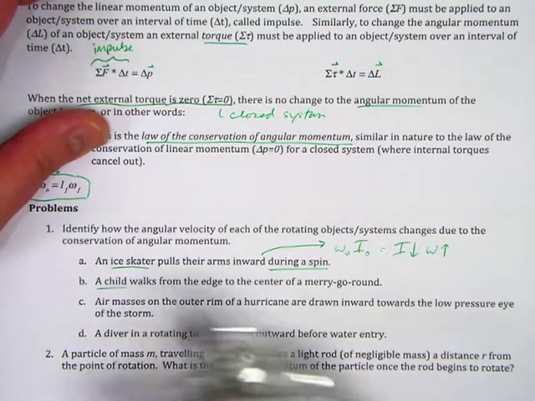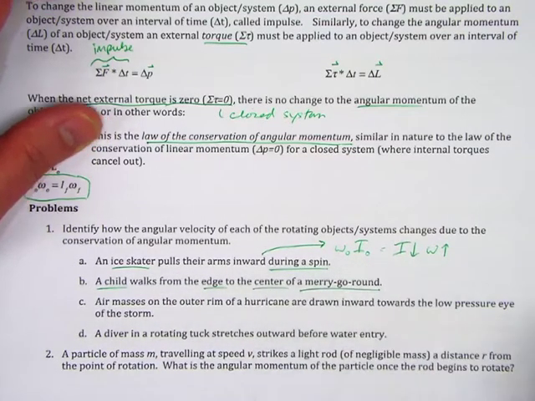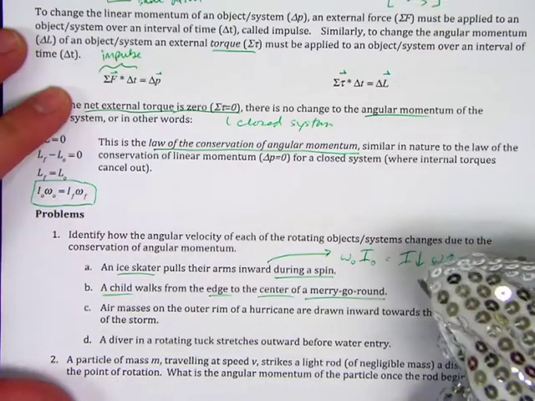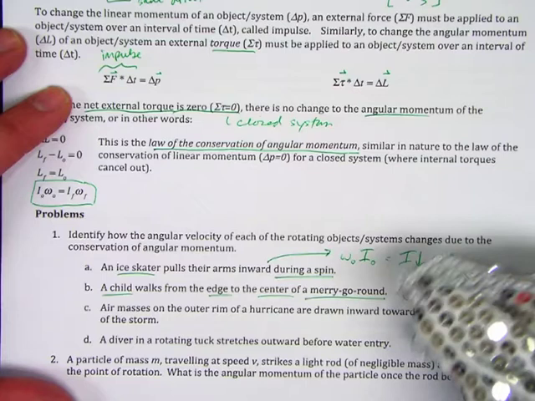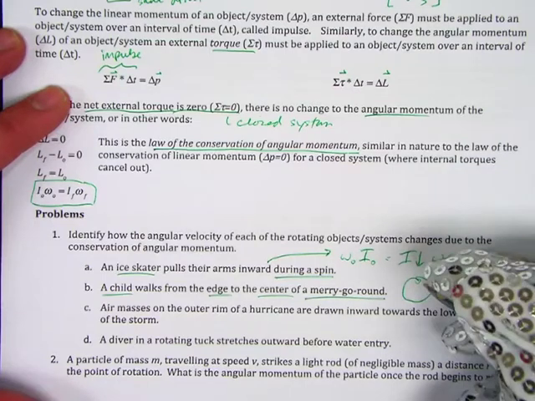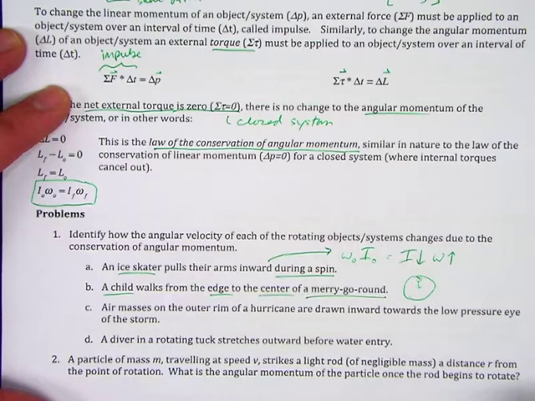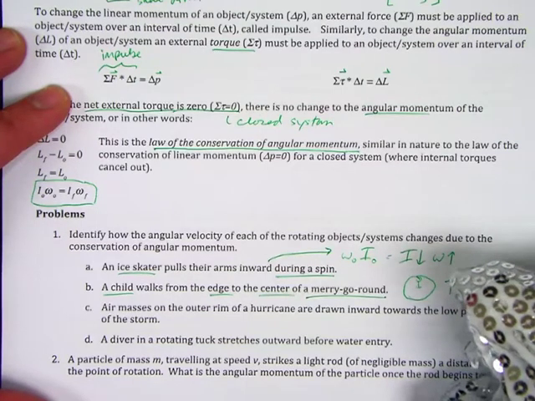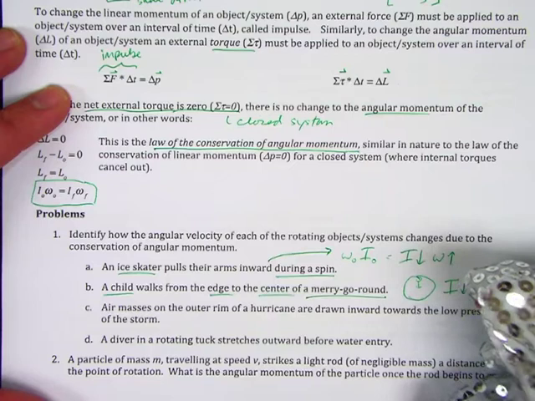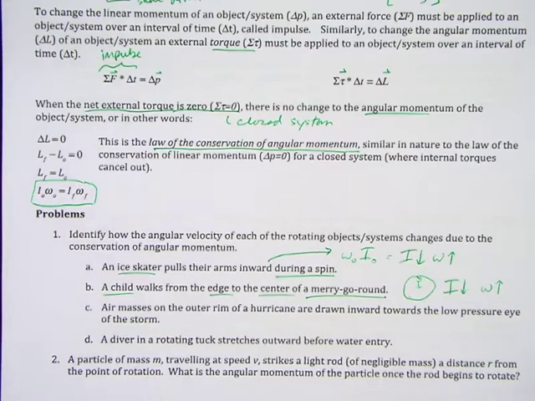So a child now walks from the edge to the center of a merry-go-round. So if a merry-go-round's rolling around like so, and you have a child with some mass, and they're part of this system. So the system would include the child and the merry-go-round. And they walk inward. The effect that they have is that now the R goes down. Again, you're decreasing the moment of inertia of that system. Therefore, you will increase the angular velocity.